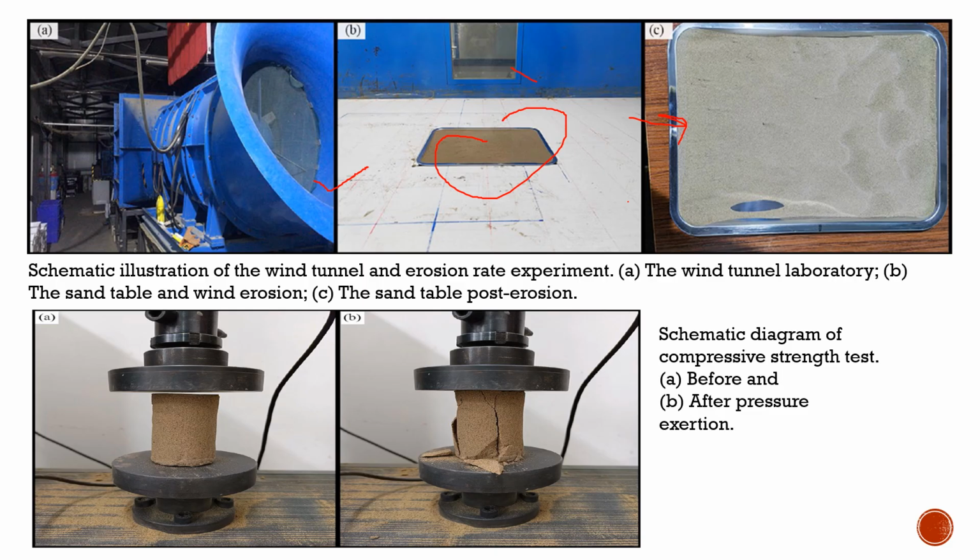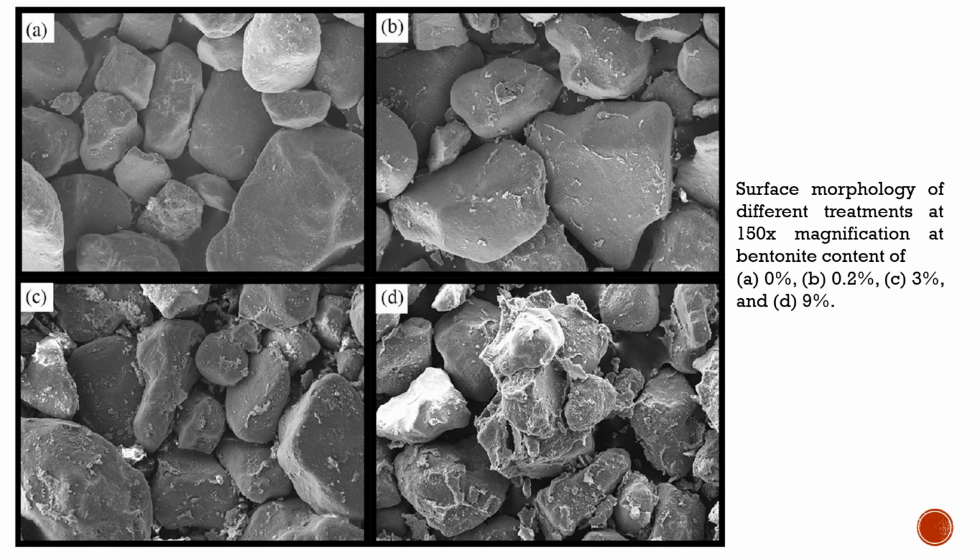And this is the compressive strength test before, and this is after bentonite is applied. Look at the surface morphology of bentonite at 0 percent, 0.2 percent, 3 percent, and 9 percent, when looked at under 150x magnification.